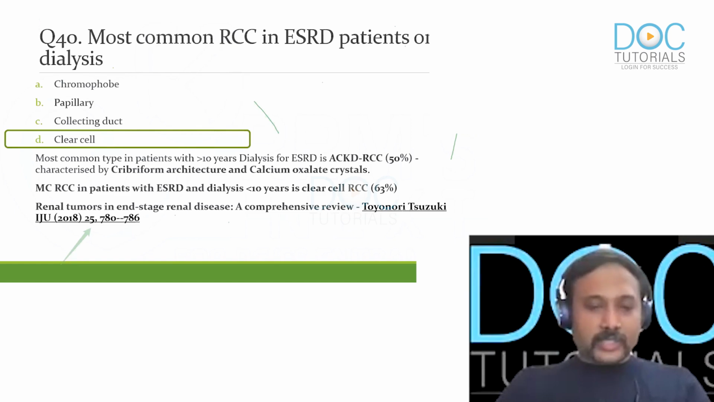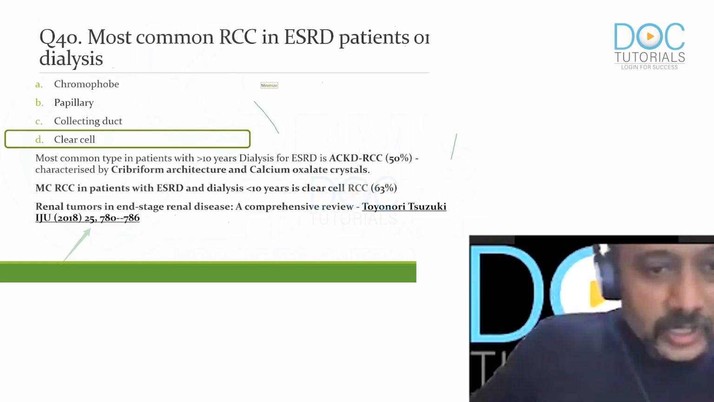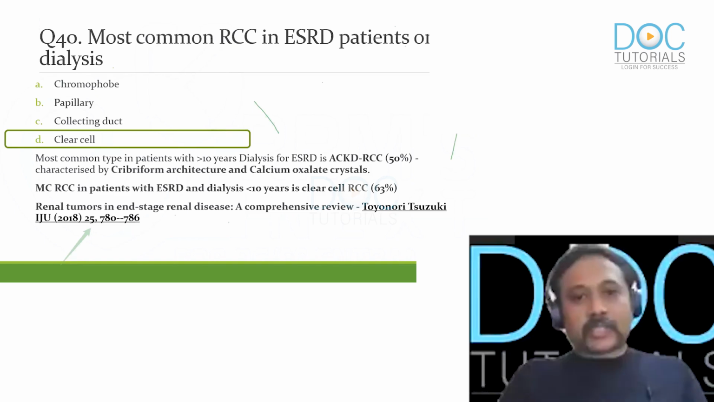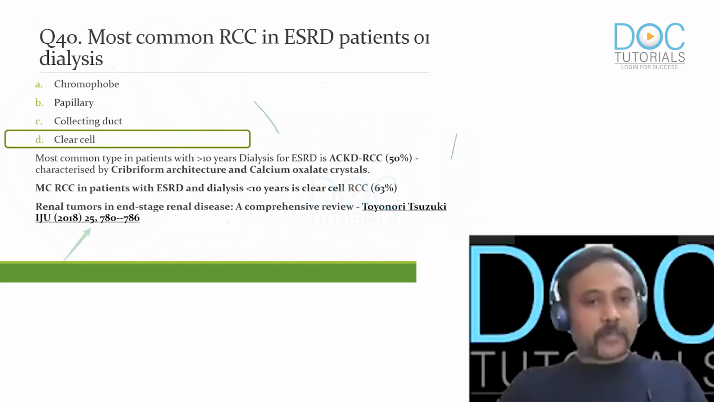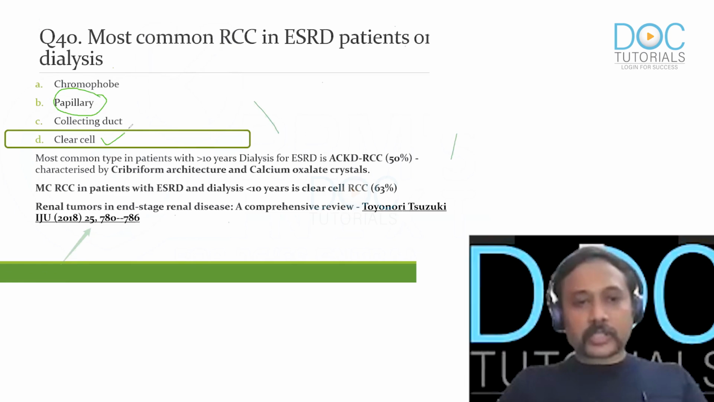Bailey and Campbell. I didn't actually look at Bailey also. Maybe it is mentioned there. I'll have a look at it because sometimes the simpler books might have a smaller option. But based on my research, the answer was clear cell. Though a few articles mentioned papillary RCC also. In fact, I almost marked papillary before going through multiple other articles which clearly mentioned clear cell or the ACKD type. In all the recent studies, everything is showing only the ACKD RCC as the type found most commonly.